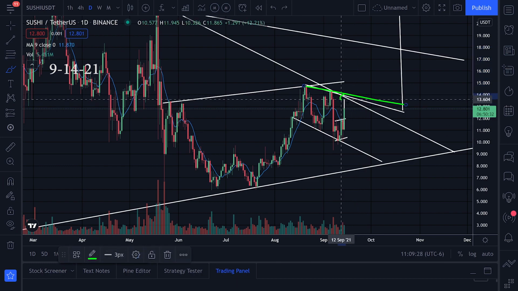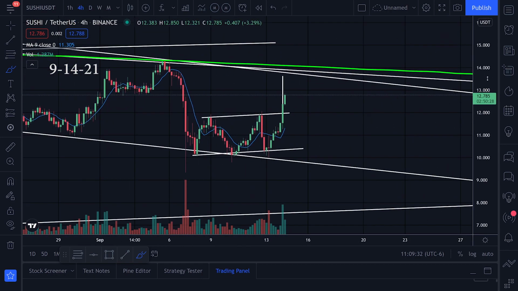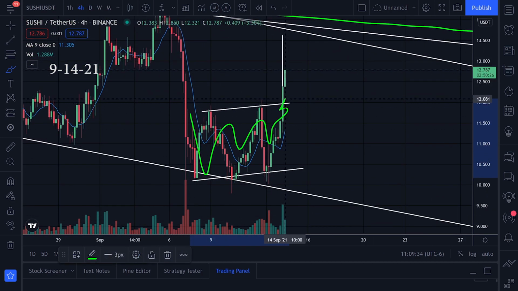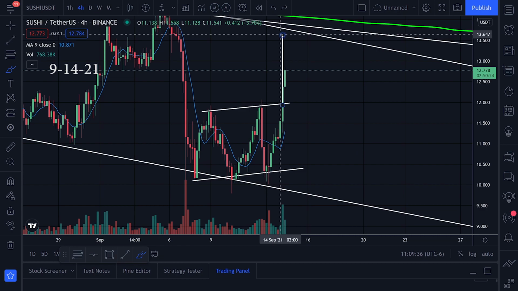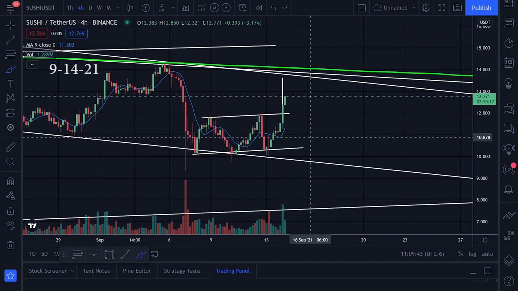For right now, let's target this area right here. In the smaller time frame, if we go back to that 4-hour time frame, we got this channel pattern breaking to the upside. We're looking at a target of around 13.64. Let's do step 1 first, and then if we could break through that, then we might be looking at a big target. So keep your eyes on Sushi Swap.